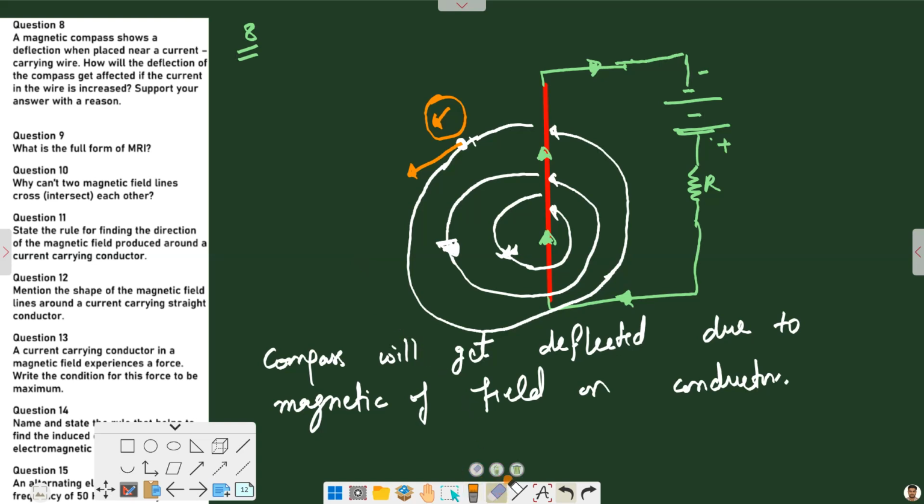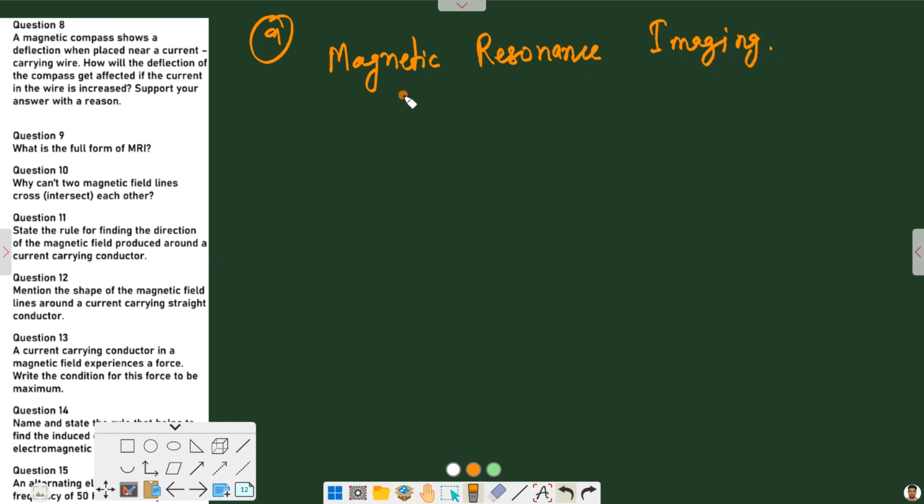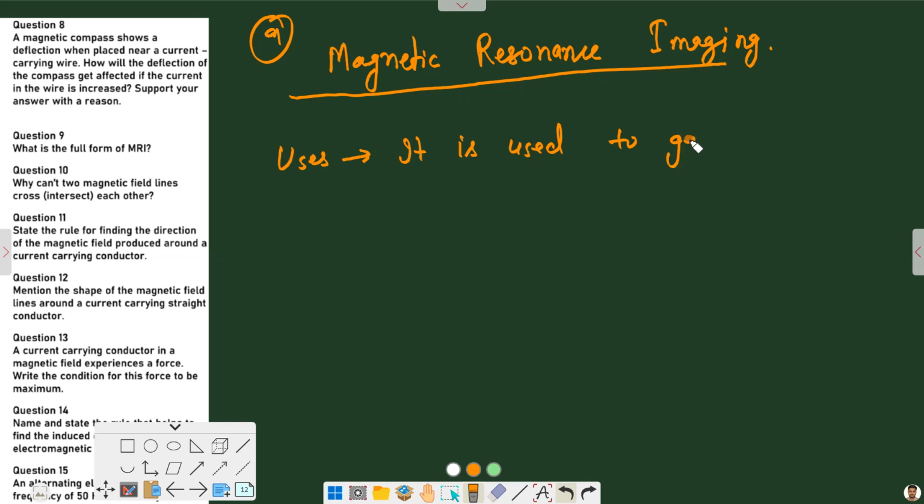Now going to question number 9. What is the full form of MRI? So MRI stands for magnetic resonance imaging. What are its uses? It is used to get images of human tissues. How?